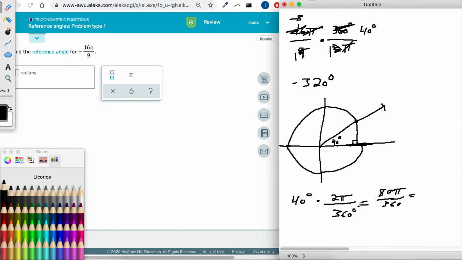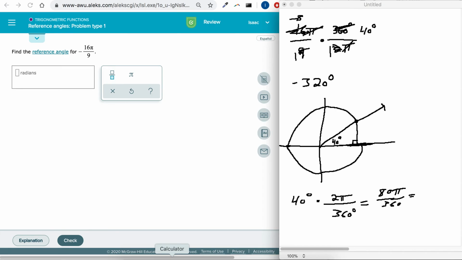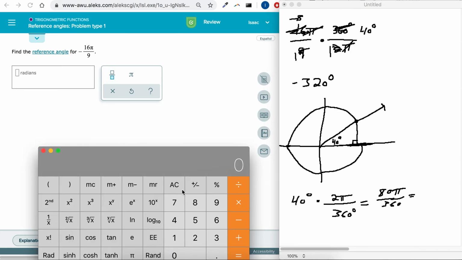Whoa, hard to do in my head. I often find my students are better at doing mental math than I am. Oh, that's yucky. Okay, I'm trying to think of an easier way to say it.